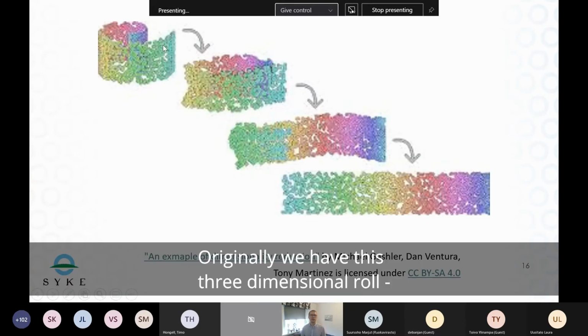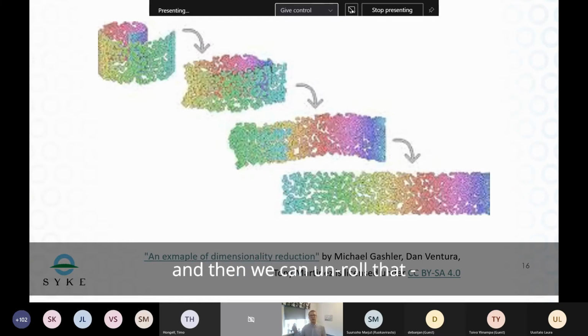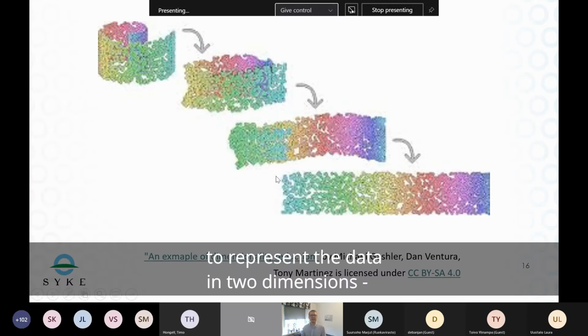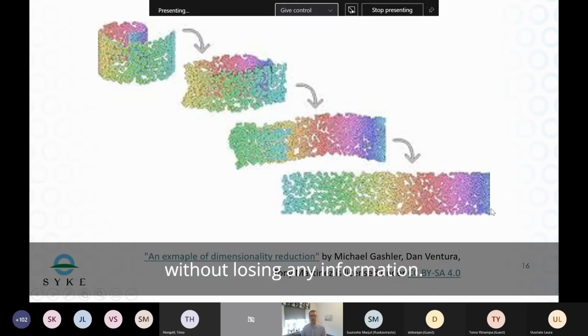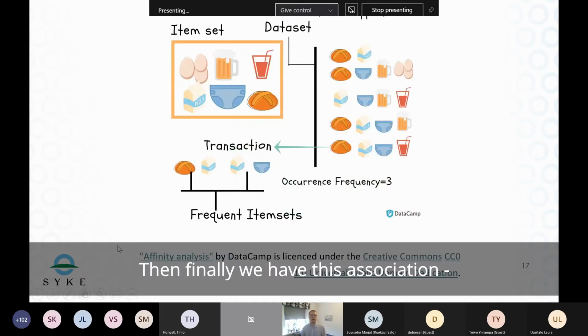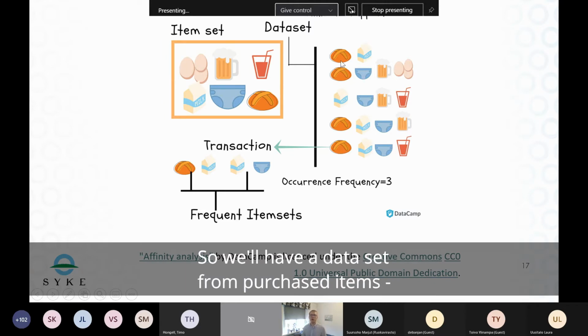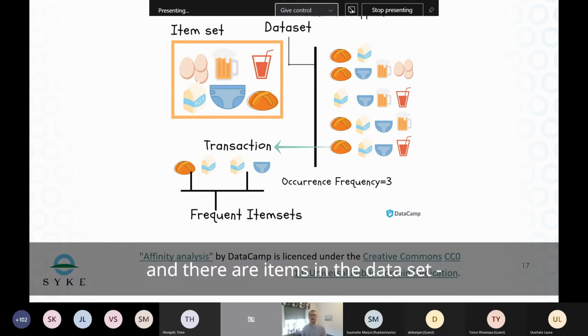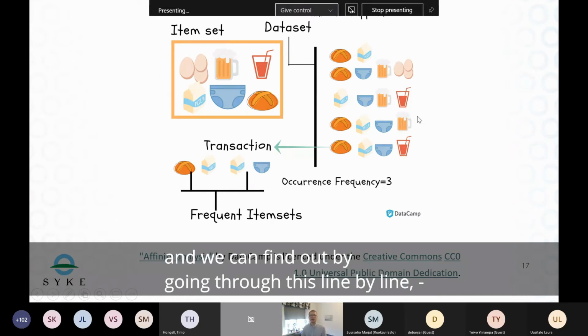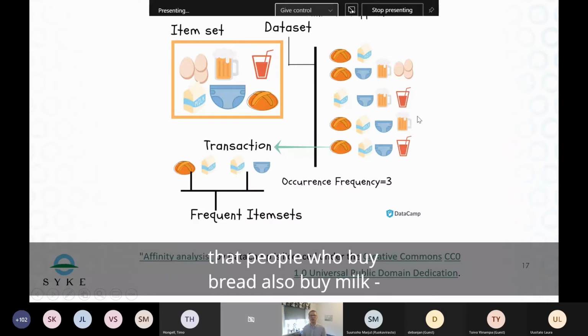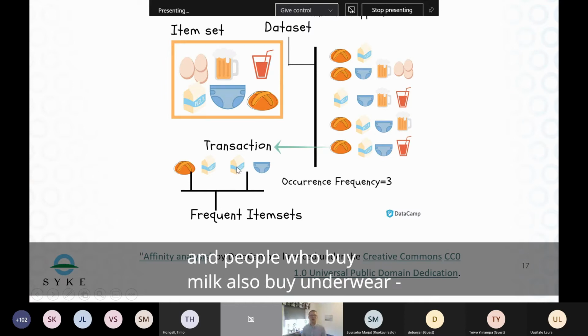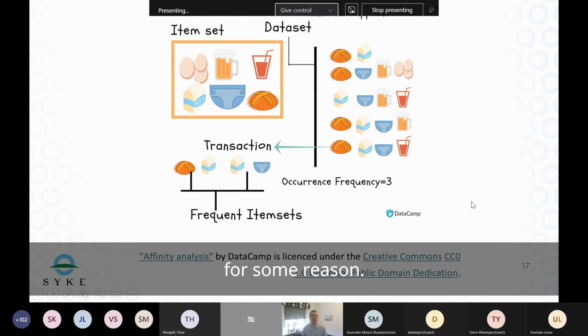Then here is an example of dimensionality reduction. Originally we have this 3-dimensional kind of roll, and then we can unroll that to represent that data in 2 dimensions without losing any information. And then finally, we have association, where we have a set of items. So we have a data set of purchased items, and we can find out by going through it line by line that, okay, people who buy bread also buy milk, and people who buy milk also buy underwear for some reason.